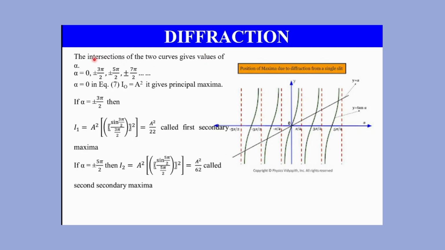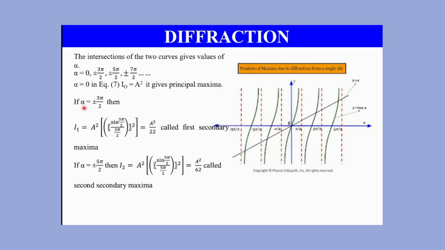Now from these intersections we are going to find the alpha values. The first intersection is observed at alpha is equal to 0. Now substitute alpha is equal to 0 in equation number 7. What is equation number 7? Intensity I is equal to A into (sin alpha by alpha) whole square. By putting alpha is equal to 0 in equation 7, we will get I naught is equal to A square. It will give the principal maximum at the center of the screen.